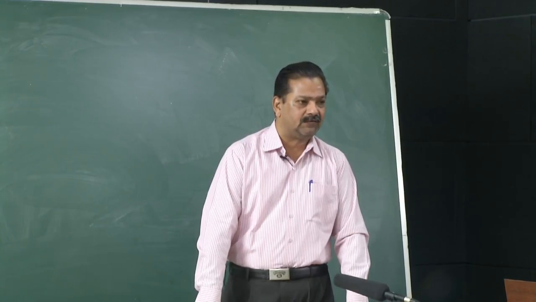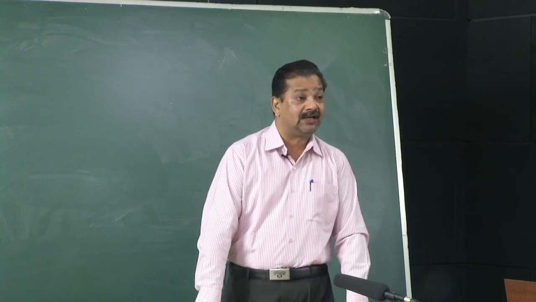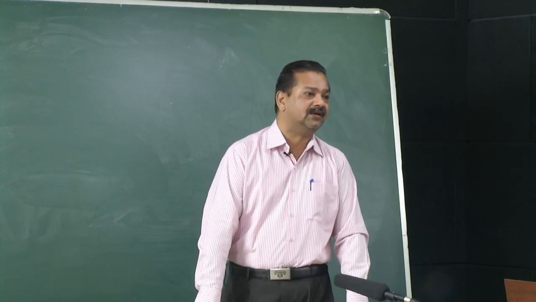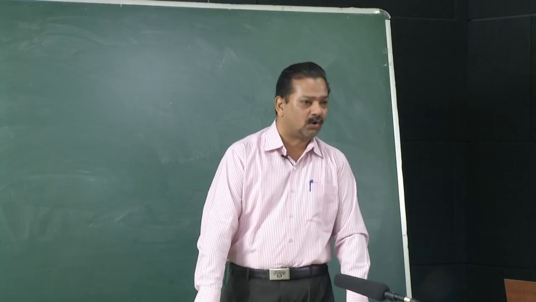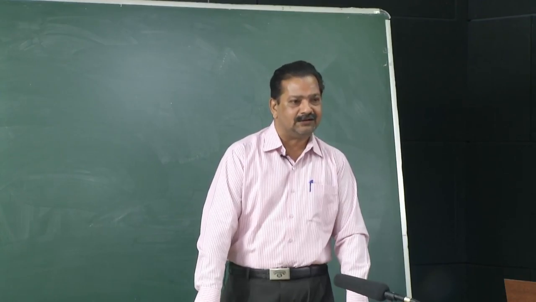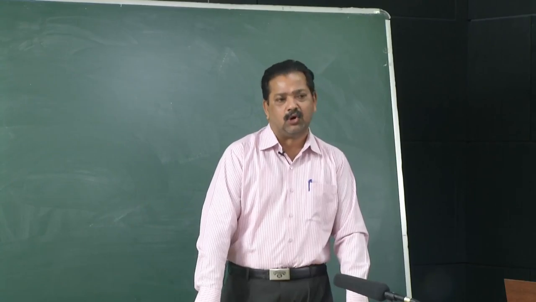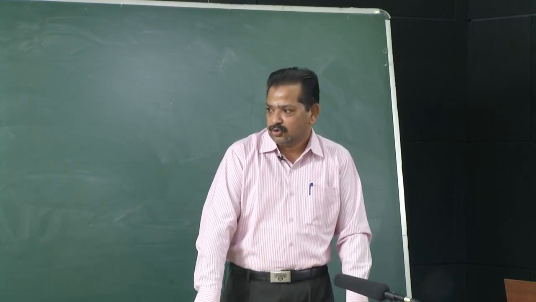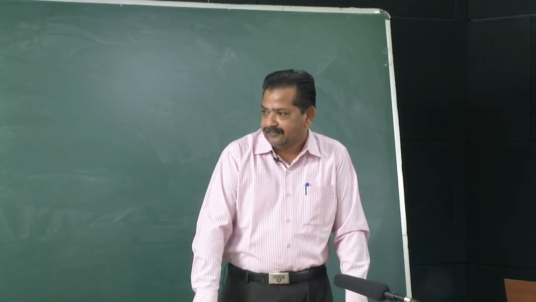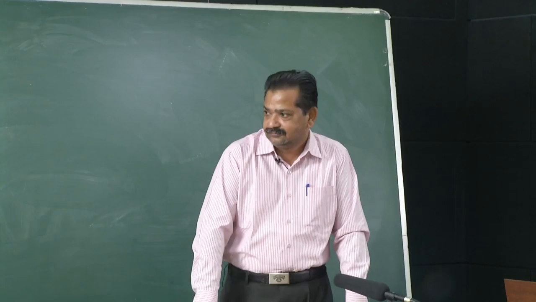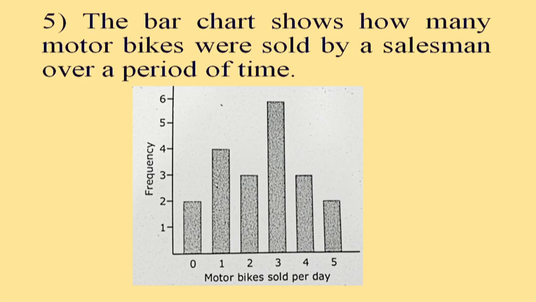So your median would be the 13th value. If you write the 25 scores in ascending order, then your 13th value would be the median. Right? You got my point? See, you have to write the values in ascending order, in the increasing order.